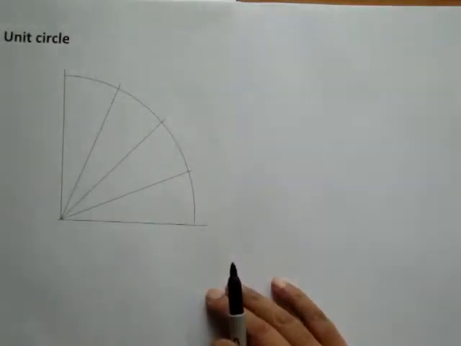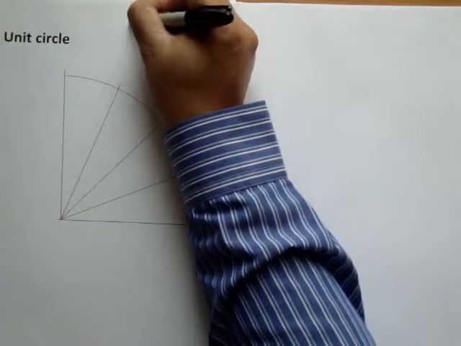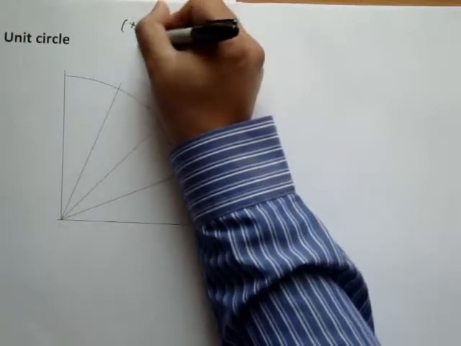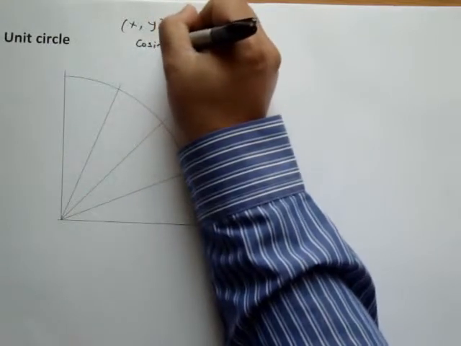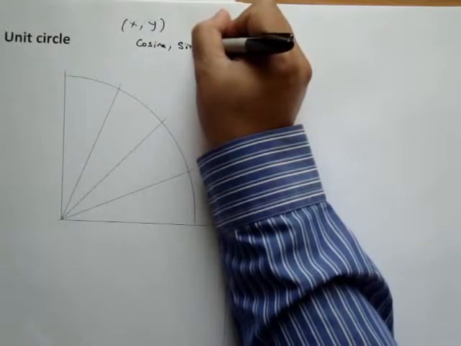I'm just going to go over how to remember the unit circle and the values of sine and cosine. So let's have x and y. The x is the cosine and the y is the sine.